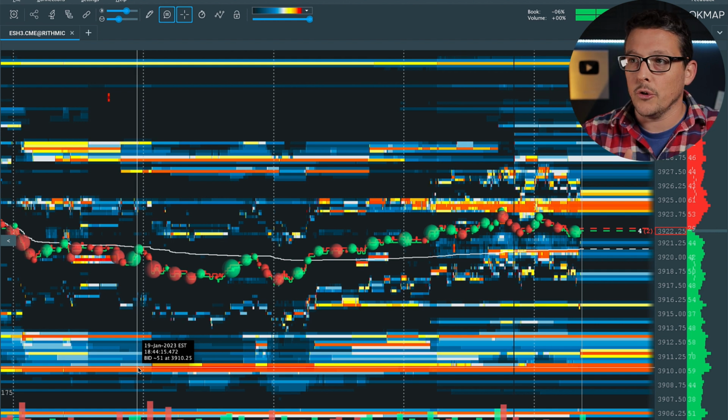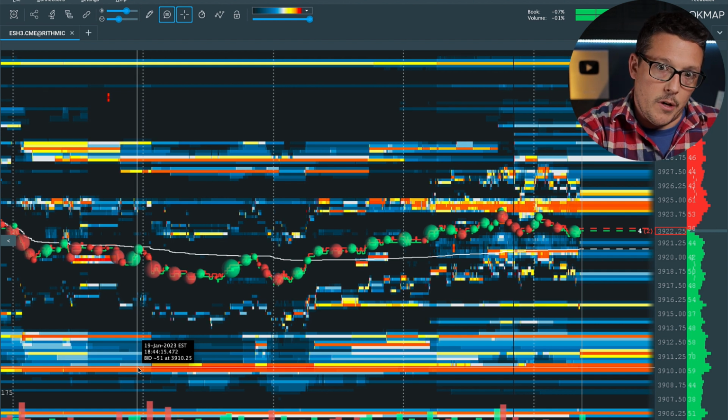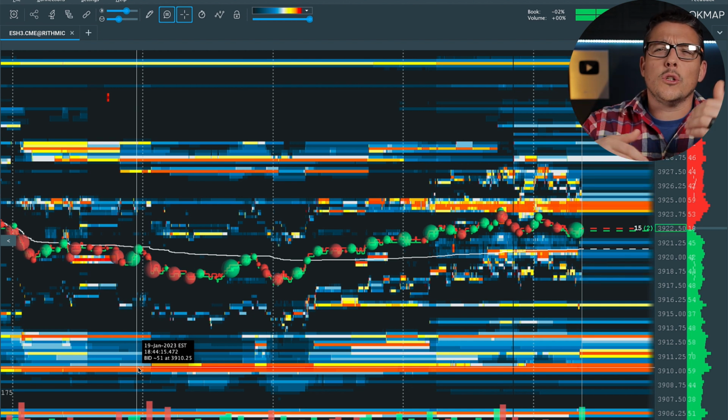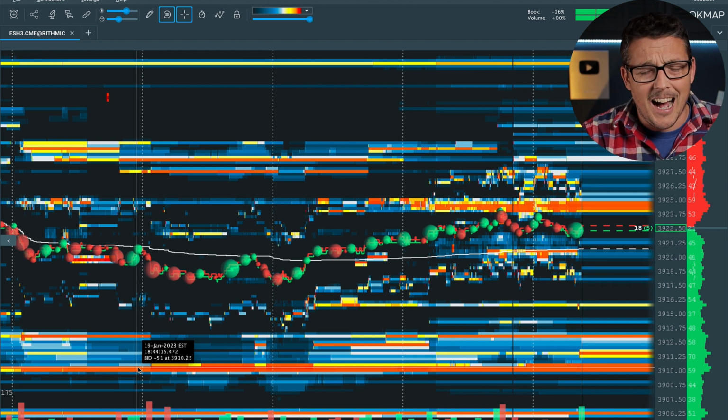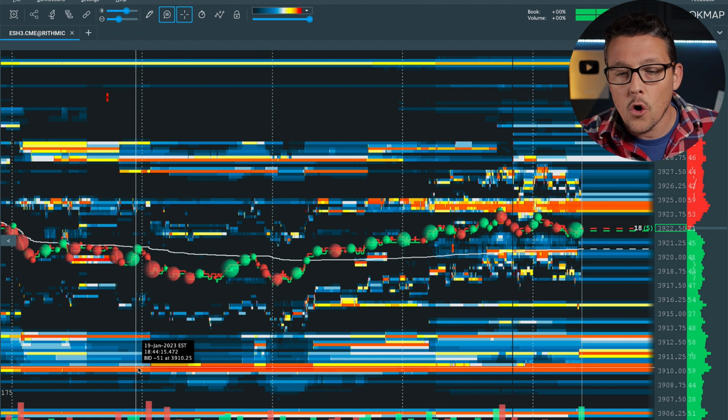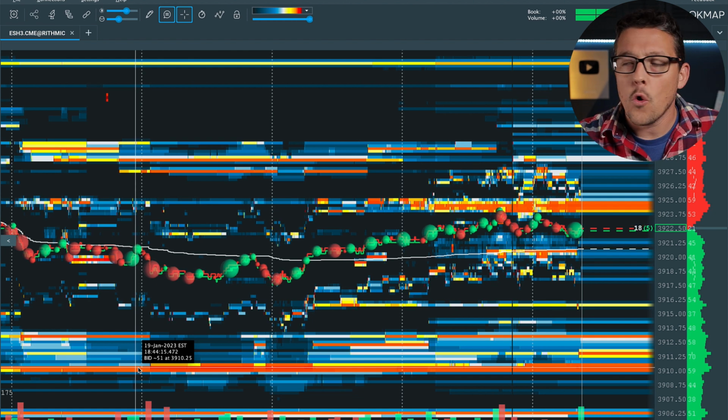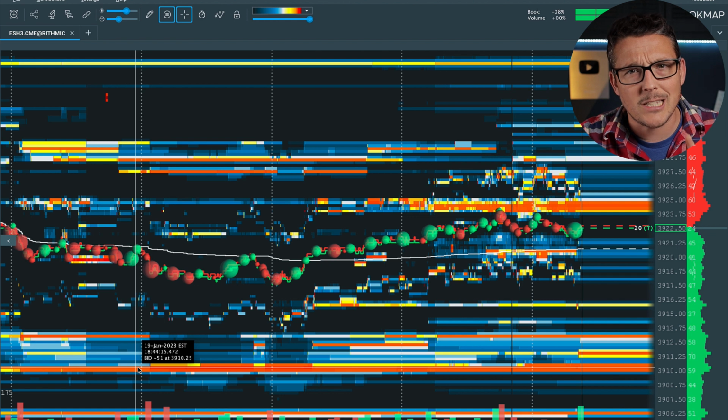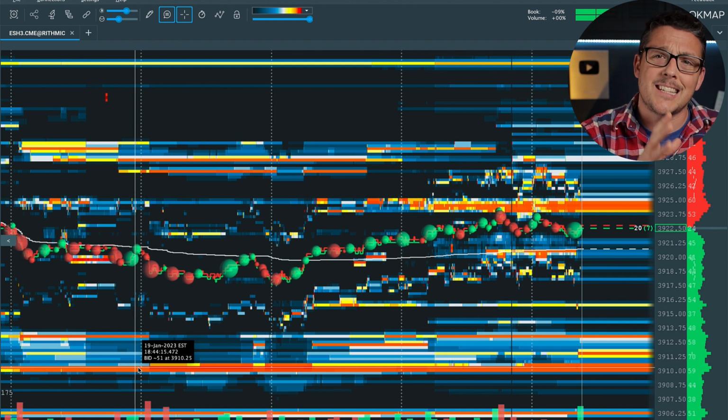So one thing the Dome doesn't tell you is past history. Once those blocks are filled on the Dome, it's gone, right? But now I can see where liquidity was eaten through, where it was bought up, and things like that. That's the one thing I really, really love, that past knowledge.